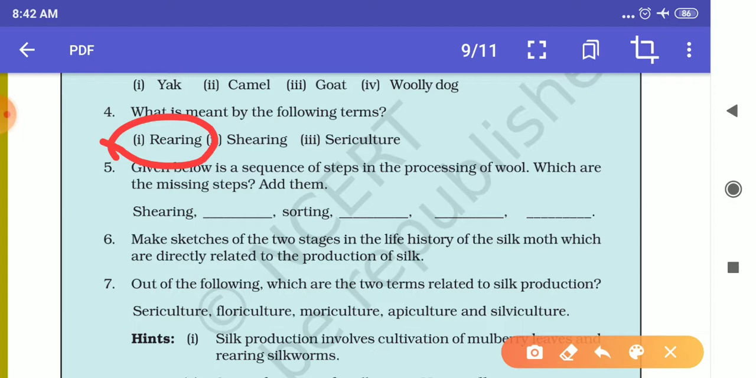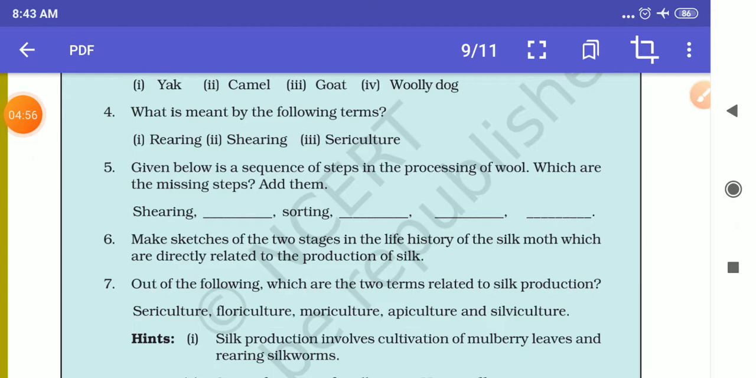The next definition is shearing. What is shearing? Shearing is the removal of fleece of sheep along with a thin layer of skin. That is called shearing. This also we have discussed in our earlier videos. The third one is sericulture. What is sericulture? This also we have discussed. Rearing of silkworms for obtaining silk for commercial purpose is called sericulture.